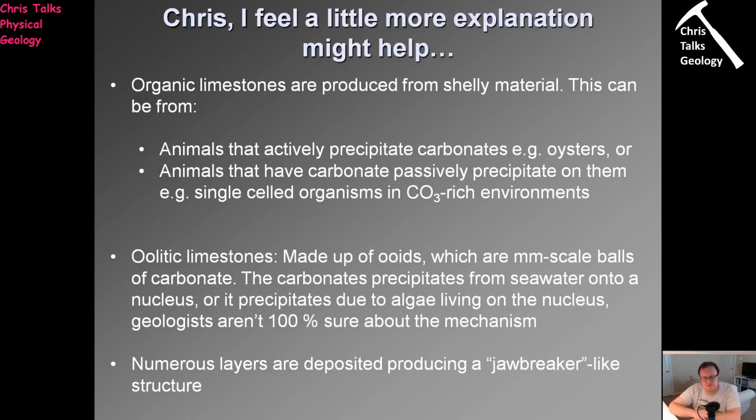Now, the reason that the calcium carbonate precipitates onto the nucleus is a little bit uncertain. It could just be calcium carbonate coming straight from the seawater, or it could be calcium carbonate precipitating onto the nucleus because there's a very thin layer of algae on the nucleus, and that's encouraging the calcium carbonate to come out of the seawater and form on the nucleus. So we're not 100% sure about the mechanism. All we know is that in the end you end up with these small millimeter scale calcium carbonate balls which look a little bit like jawbreakers when you cut them in half.